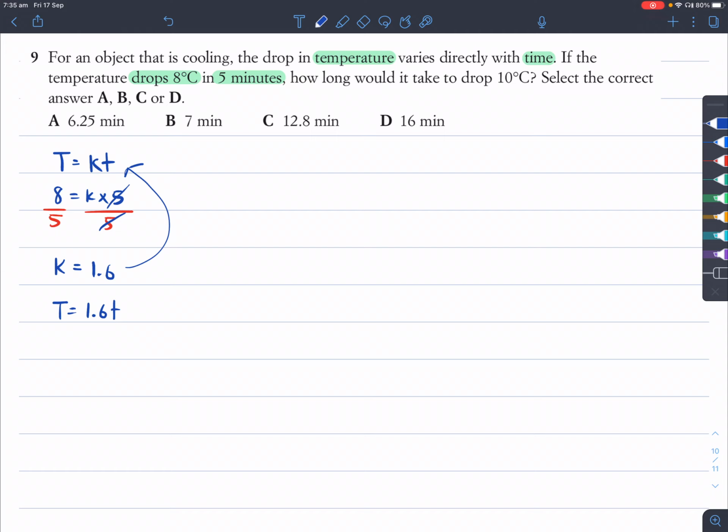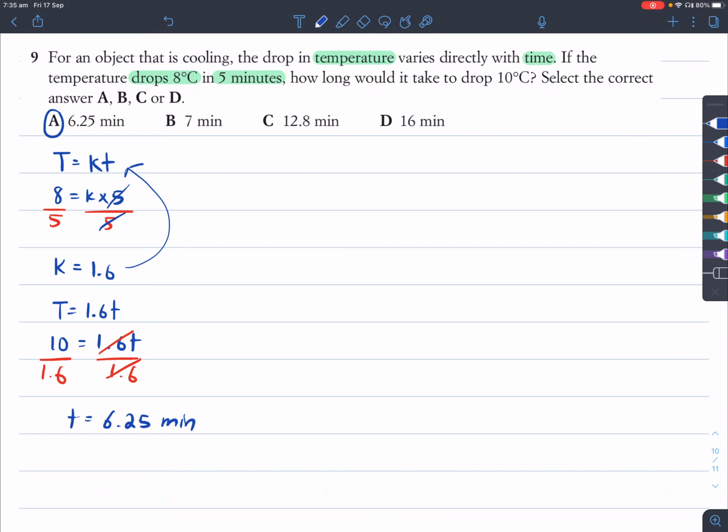Now, we're trying to find out how long, which means we're finding the lowercase t. How long would it take to drop 10 degrees, which is our capital T? So 10 would equal 1.6 t, like that. Now, if we divide by 1.6, this will cancel out. So t is 10 divided by 1.6, which is going to be 6.25 minutes. And that will be answer A.